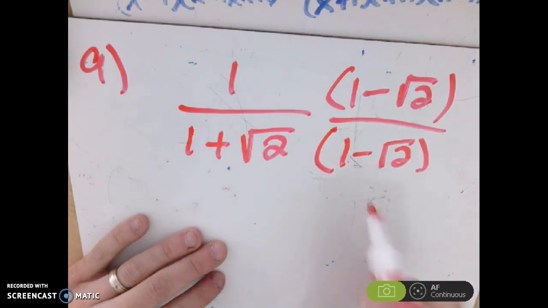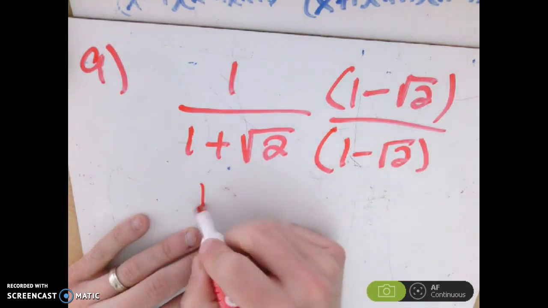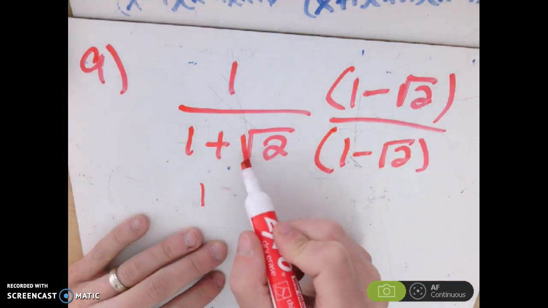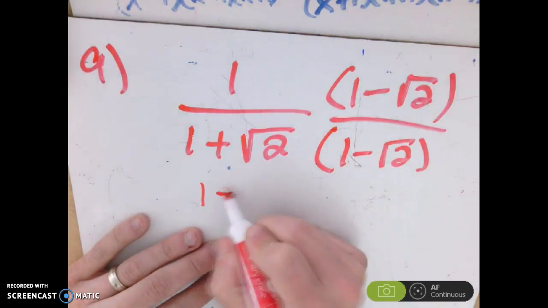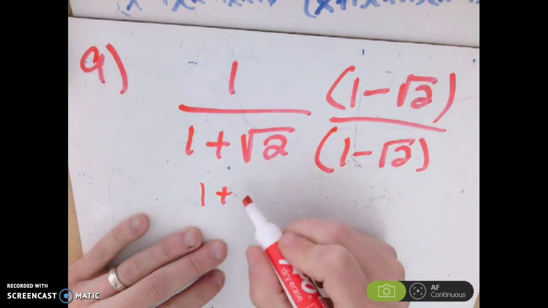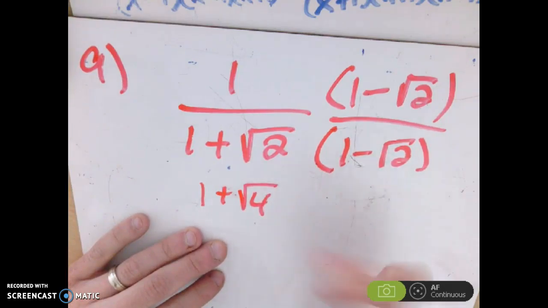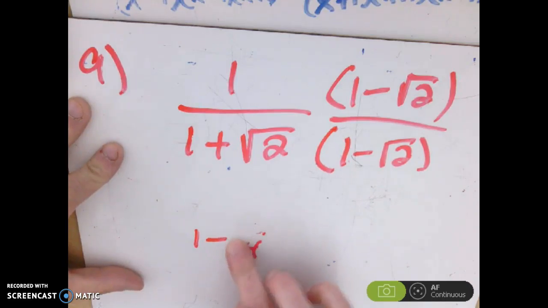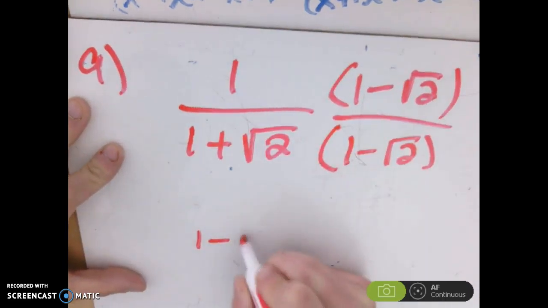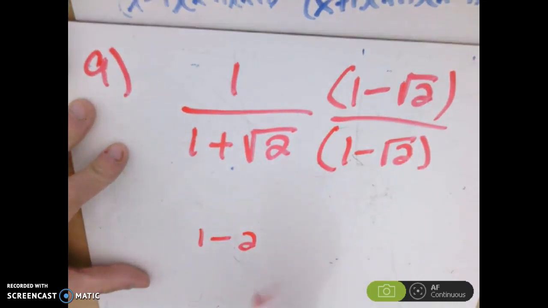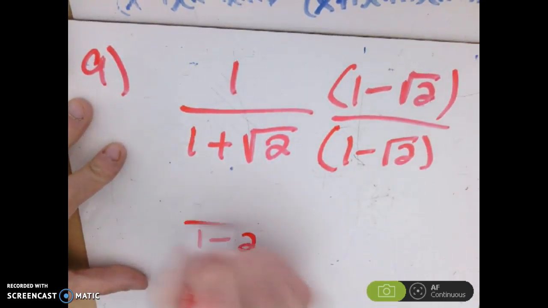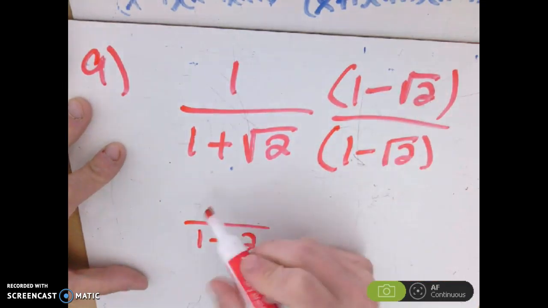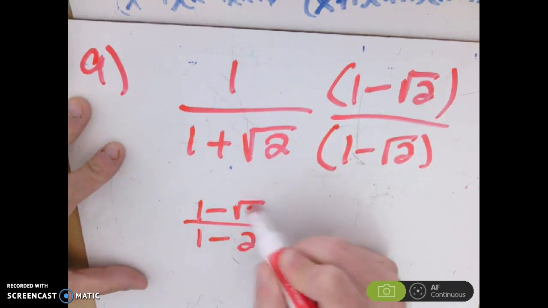So what we're going to find when we multiply this out, I get 1 times 1 is 1. 1 times negative square root of 2 is negative square root of 2. 1 times positive square root of 2 is positive square root of 2. Those cancel each other out. And then I'm left with plus the square root of 2 times the square root of 2. So that's the square root of 4. So 1 minus the square root of 4 is really 1 minus 2, or negative 1. But I have to do the top, so I have to do 1 times 1 minus the square root of 2, which is 1 minus the square root of 2.